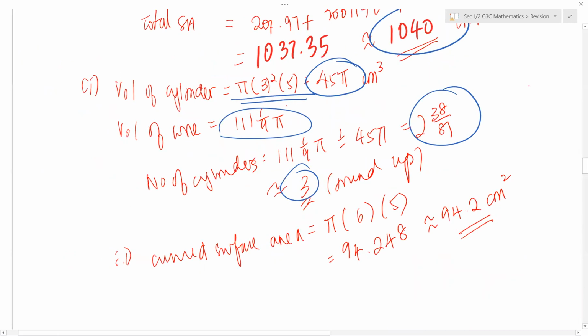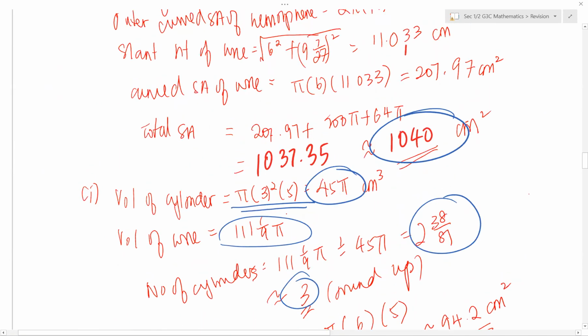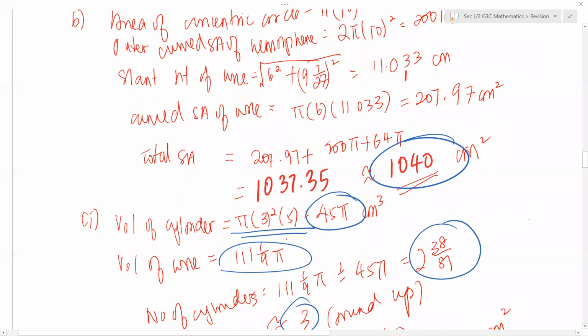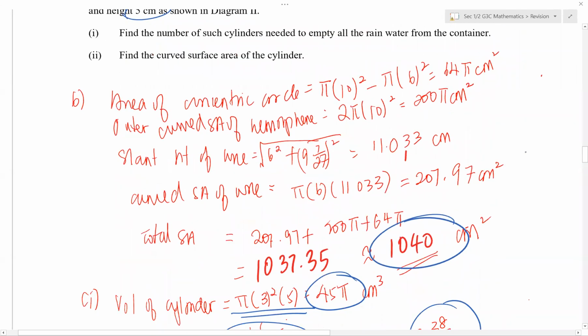Don't worry about copying, I'll just upload this online, but you need to be able to decipher what is the handwriting here. Obviously not written by me. So find curved surface area of the cylinder. This one, insulting your intelligence. I don't want to go through it.